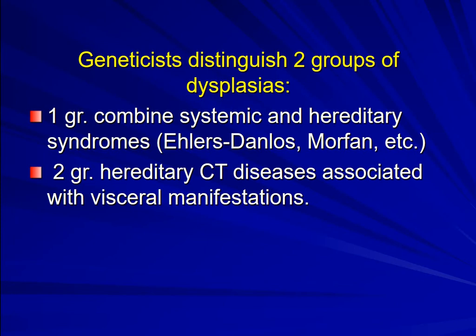Geneticists distinguish two groups of dysplasia. The first group combines systemic and hereditary syndromes, Ehlers-Danlos, Marfan, etc. The second group, hereditary connective tissue diseases associated with visceral manifestation.